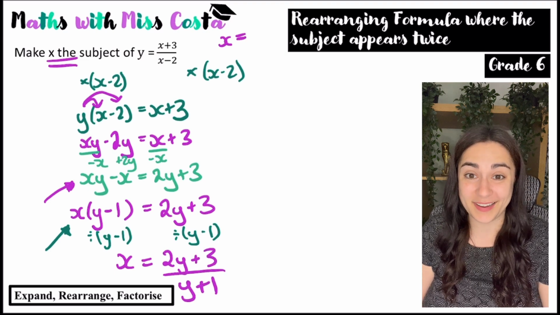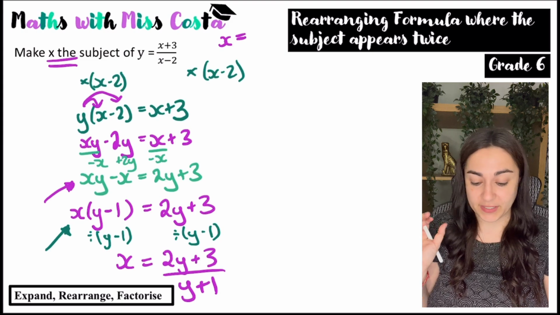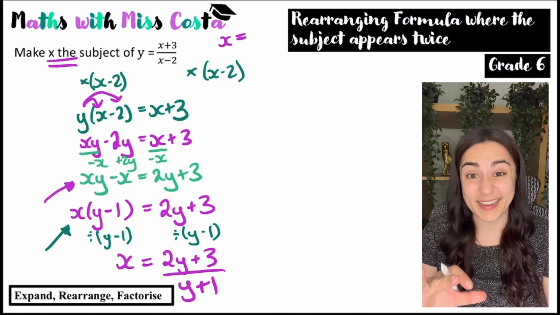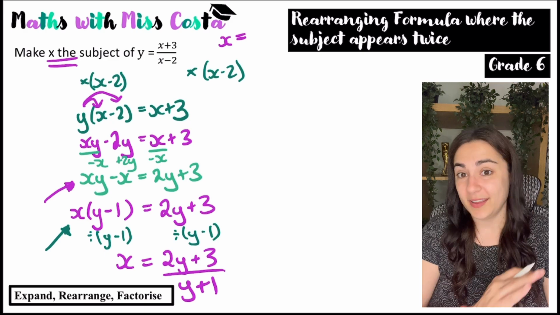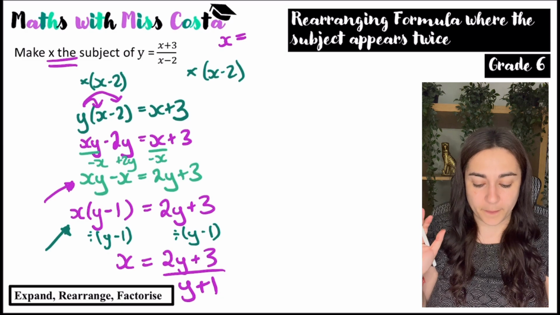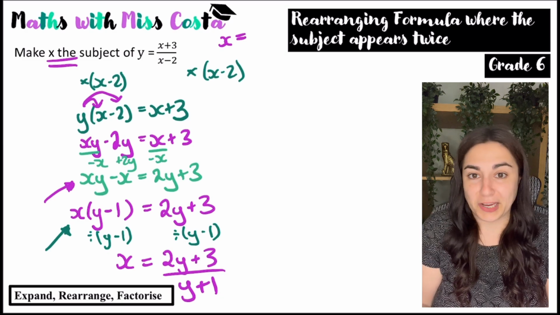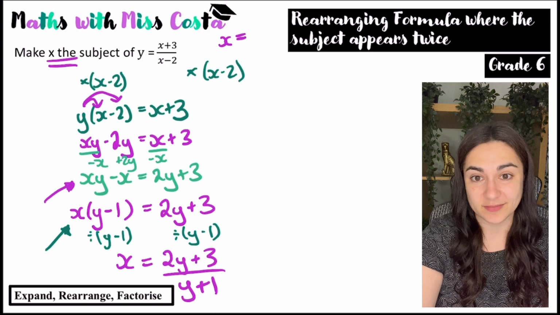So it looks complicated, but all you have to do, if you've got something complicated like this, is just expand it, factorise it, expand it again, move it, jiggle it around, and you get x on its own. You can do as much manipulation as you want. So even if something goes wrong, just keep doing things and eventually you'll get there.